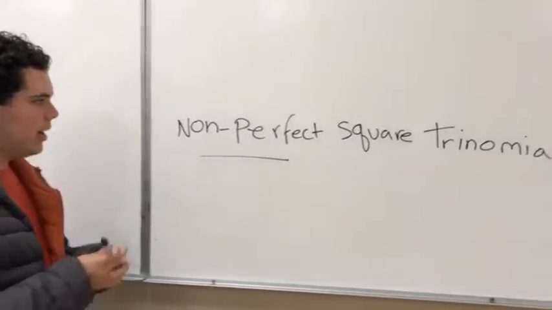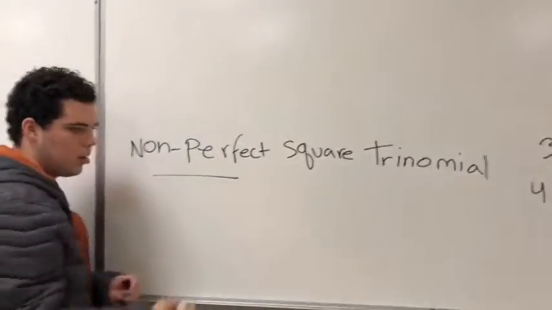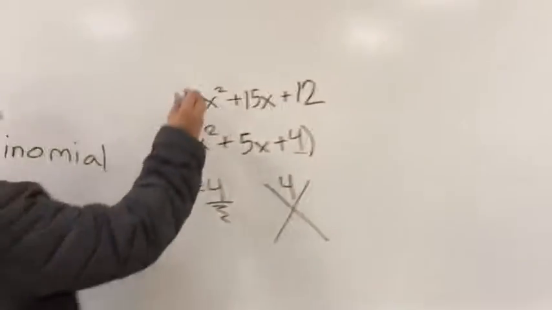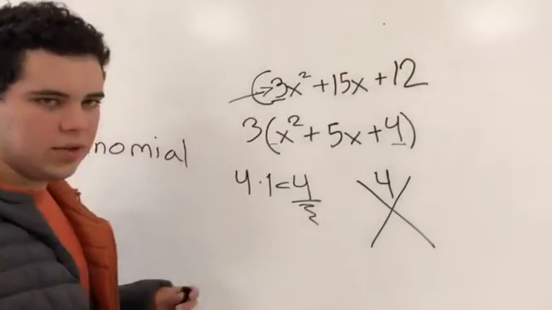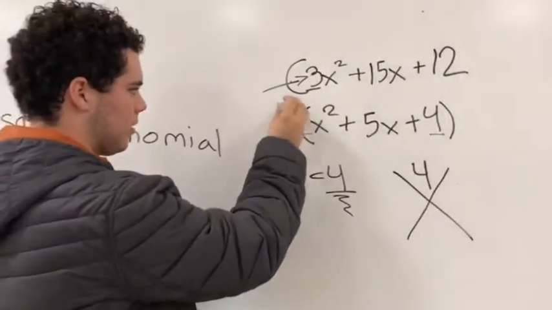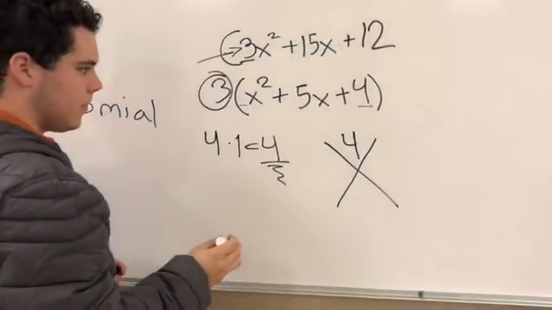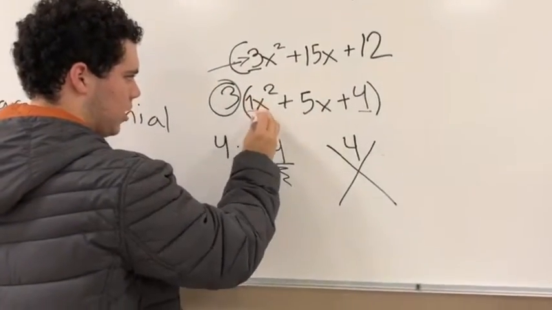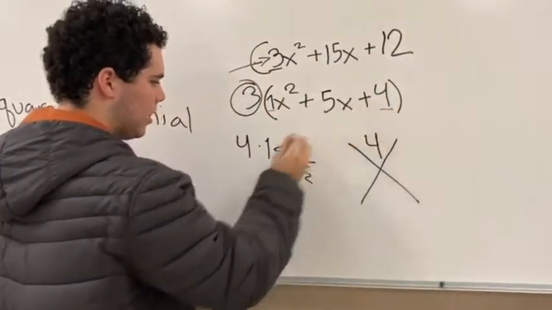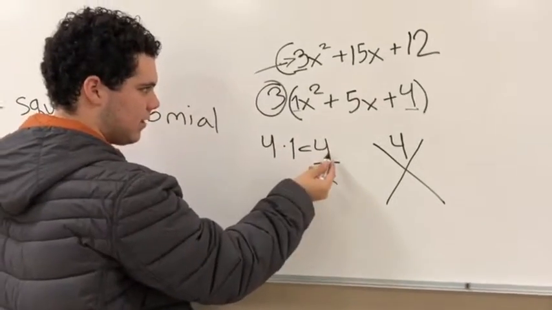Okay, well, here we have the non-perfect square trinomial. When you get the non-perfect square trinomial, you're going to have a problem like this one, right here. So what you need to do first is find the greatest common factor. In this case, it's the 3. And then you need to find out if the first number, which in this case is a 1, and the last number, what can they be multiplied to? In this case, it's a 4.